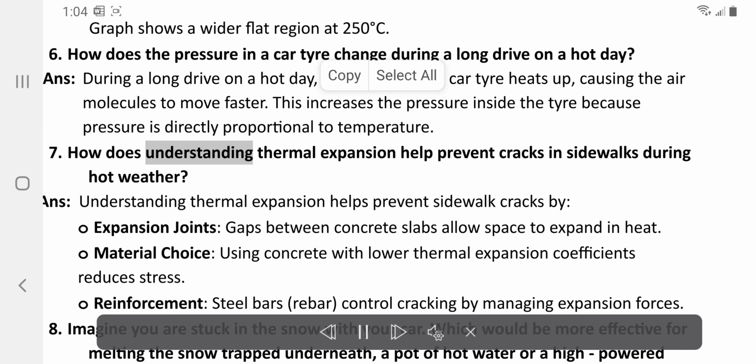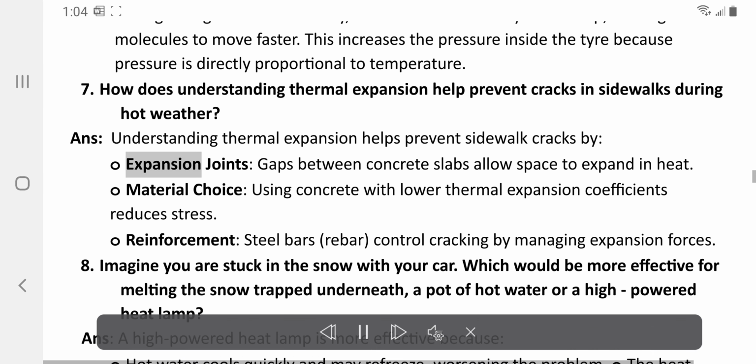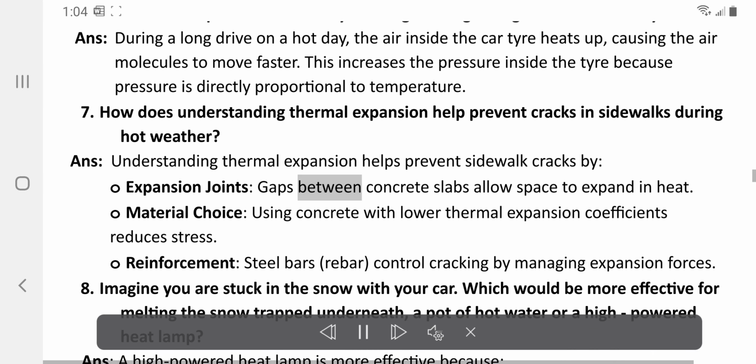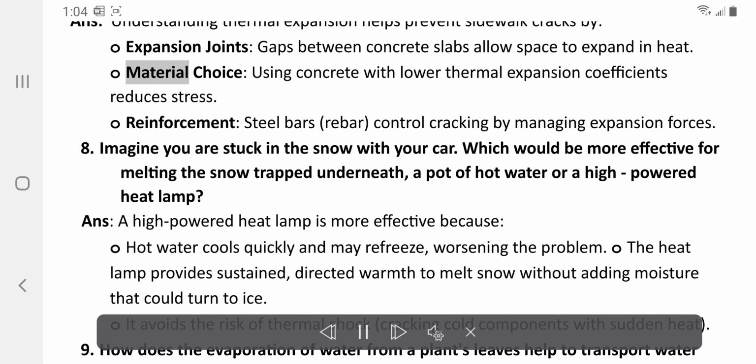How does understanding thermal expansion help prevent cracks in sidewalks during hot weather? Answer. Understanding thermal expansion helps prevent sidewalk cracks through expansion joints. Gaps between concrete slabs allow space to expand in heat. Material choice. Using concrete with lower thermal expansion coefficients reduces stress. Reinforcement. Steel bars, rebar, control cracking by managing expansion forces.